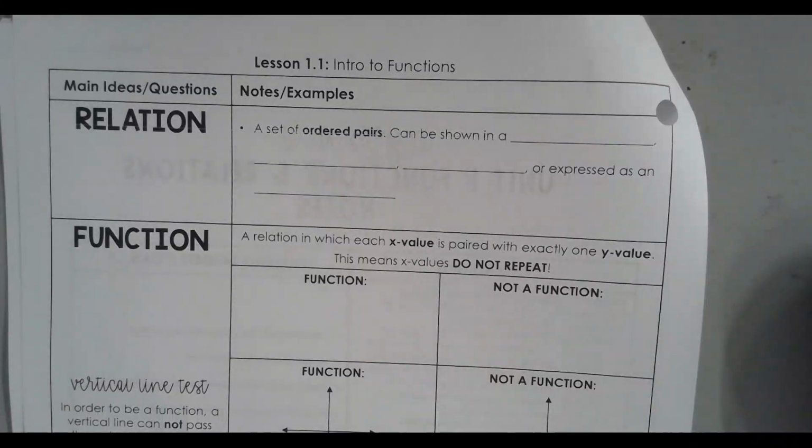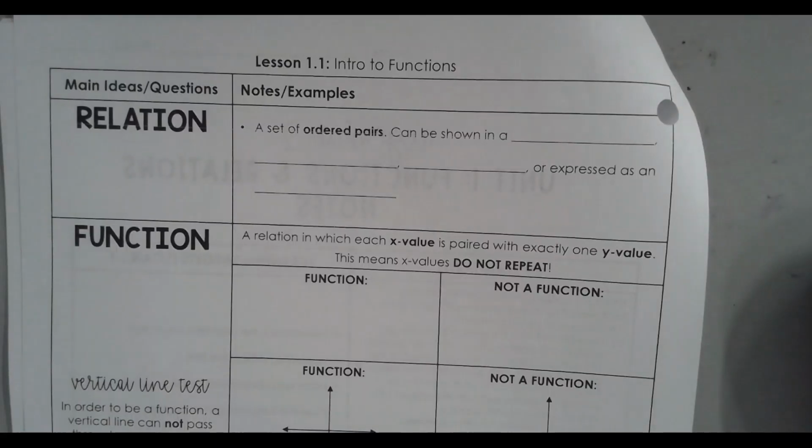Relation. We're going to do some vocab right now. A relation is a set of ordered pairs. Now, when you have a graph and I tell you to graph a point, that point is an ordered pair. Now, we can show these relations in many ways.